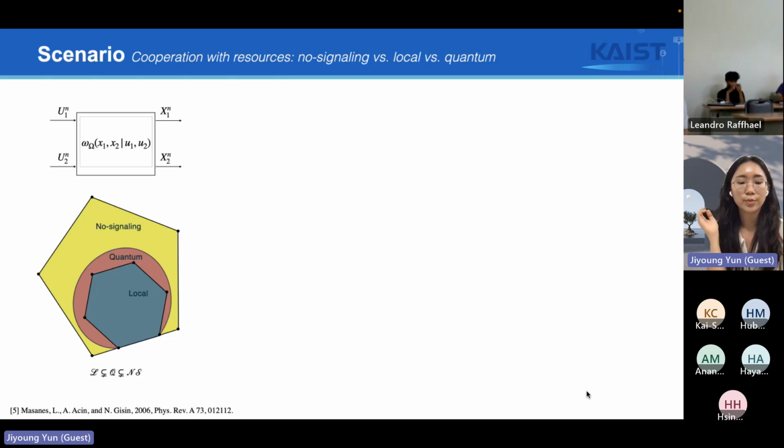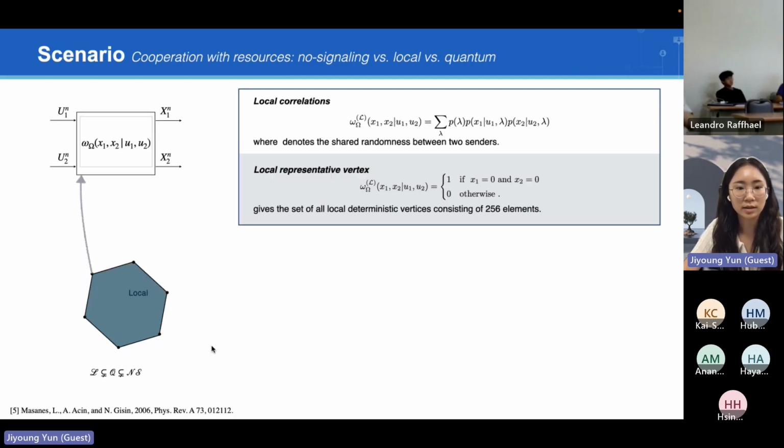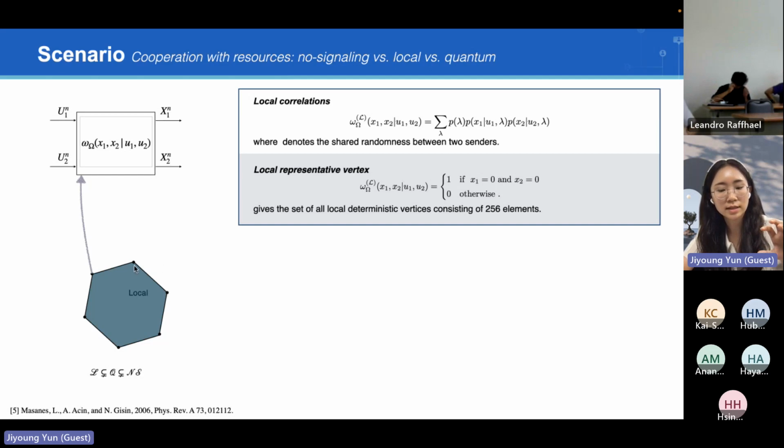So to compute the sum rates of the cooperation-assisted channel, we use the geometry of the set of local and quantum no-signaling correlations, and then the local sum capacity. Local correlation can be defined like this, as we already saw before. And the local sum capacity corresponds to the maximum sum rate over all extreme elements in the set of local encoding schemes.